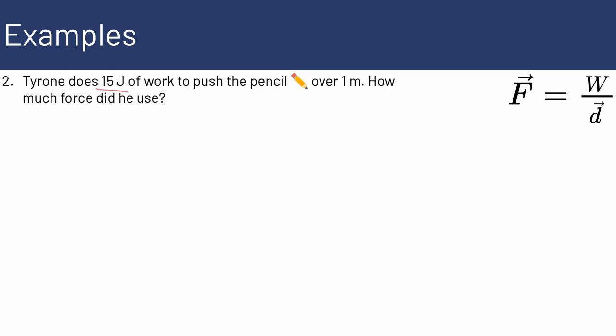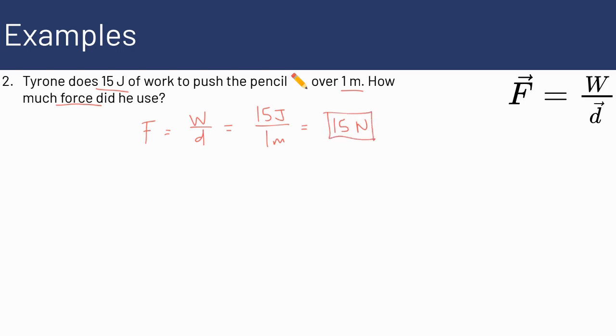All right, example number 2. Tyrone does 15 joules of work to push a pencil over 1 meter. How much force did he use? All right, so our equation here is force is equal to work divided by displacement. So he did 15 joules of work, so we have 15 joules of work divided by 1 meter. So that means that Tyrone used 15 newtons of force.